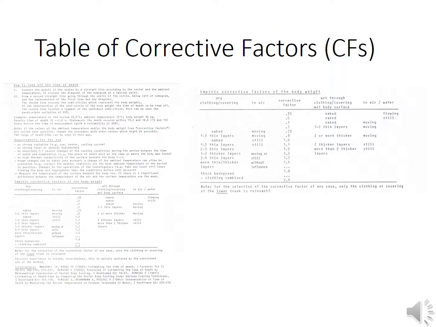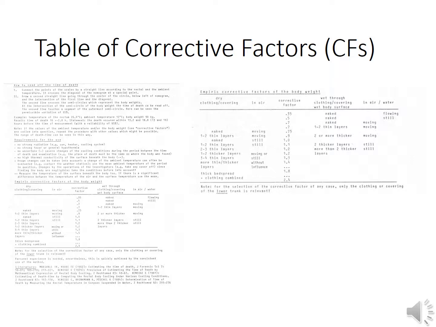So if you look at the backside or the second page of that nomogram for ambient temperatures up to 23 degrees Celsius, which is available as a download on Blackboard in the Chapter 2 folder, you'll notice that the backside has that table of corrective factors. So this would be page 2 of the file. I show the full page over to the left, and then I have increased the size of the table itself, which is the empiric corrective factors of the body weight. So notice along the left-hand side is when you have dry clothing or dry coverings in air.